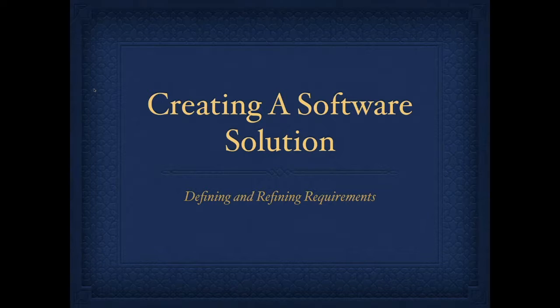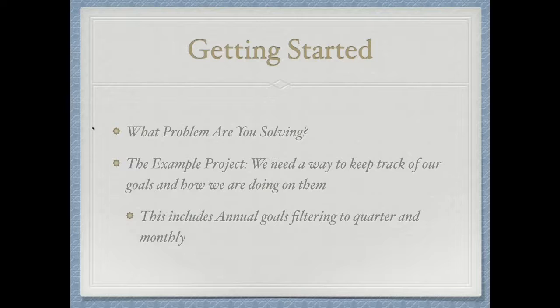So starting out, the first thing to do in creating a software solution of any kind is, let's figure out what problem we're solving. There's got to be a reason for doing the project in the first place. If you're not solving a problem, if you're just writing code to write code, then it's not really a project. Nothing else really makes sense.